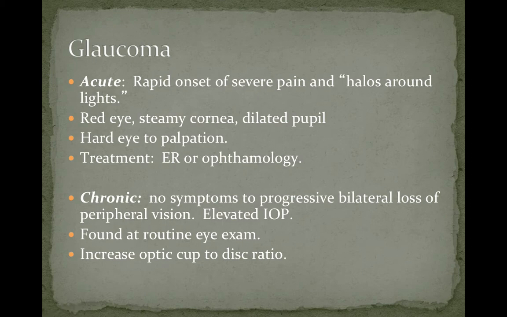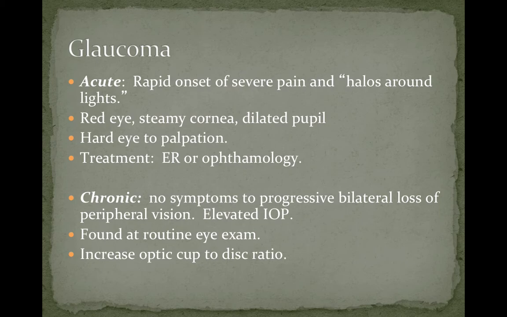Glaucoma is a chronic disease that's common in elderly people, or really anybody who's over the age of 50. There is an issue when somebody has acute glaucoma, which presents with an onset of severe pain and halos around lights. They might have a red eye, a dilated pupil, and what's called a steamy cornea. If you were to look at their cornea, it might be kind of opaque as opposed to clear. If you were to touch the globe of their eye, you'd find that the eye was very hard to palpation, and these patients need immediate ER and ophthalmology referral.